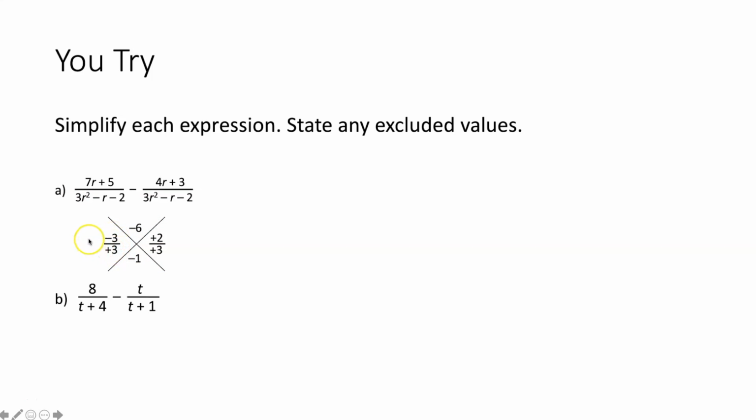Negative 3 over 3 simplifies to negative 1, but we're not going to write negative 1. We're going to leave it as a fraction so we can use the bottoms up method to factor. So we're going to write this as negative 1 over 1. Now, this is going to factor into two sets of parentheses.